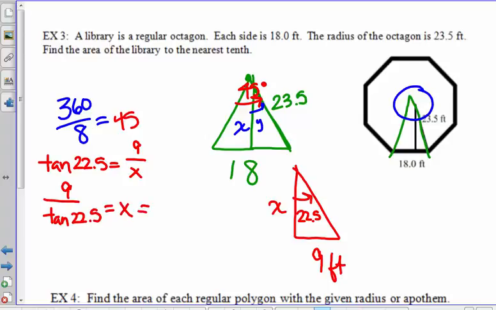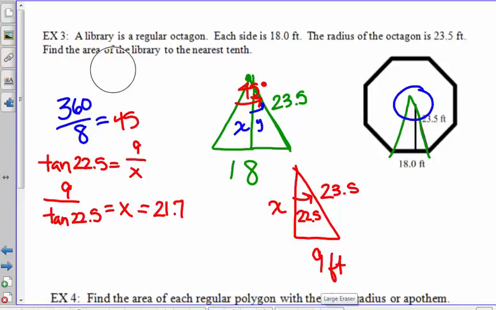equals x, and that comes out to be about 21.72. Actually, let's do that, 21.7. Okay, so I could also maybe, you guys know that this is 23.5, so you could use the Pythagorean theorem. Anyway, so now let's find the area.